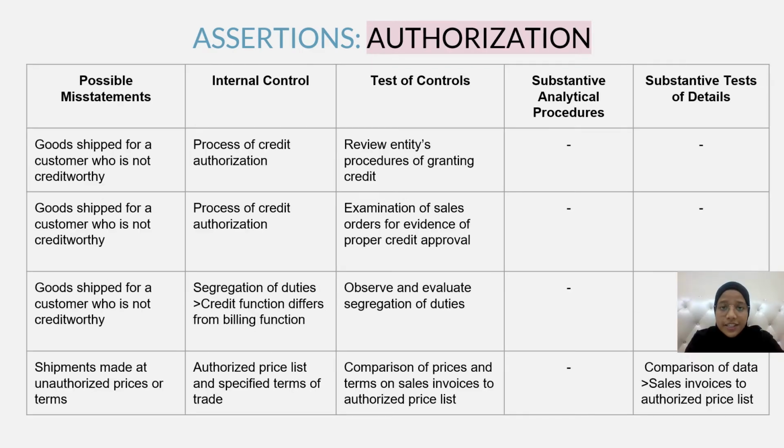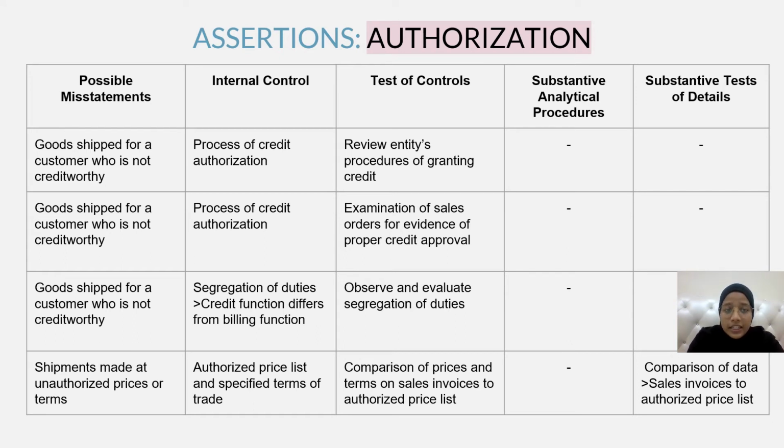The next assertion will be authorization. Authorization is where all revenue and cash receipt transactions or events are properly authorized. There are two possible misstatements that might occur, which are goods shipped for a customer who is not creditworthy and shipment made at unauthorized prices or terms.